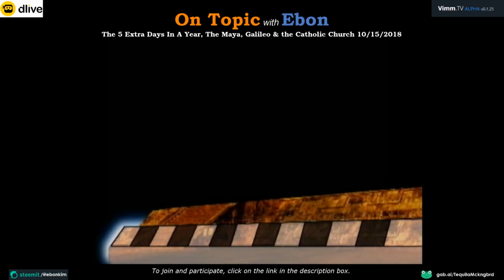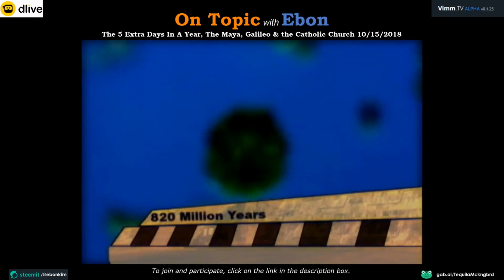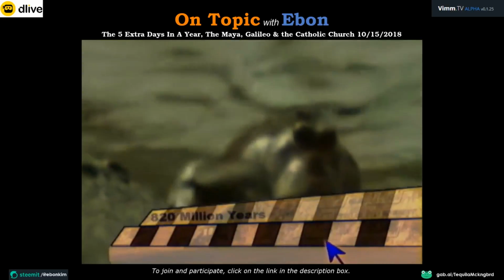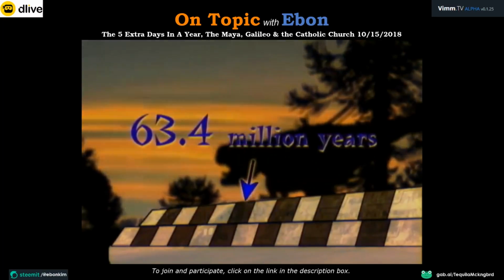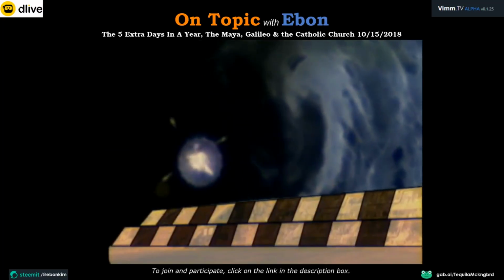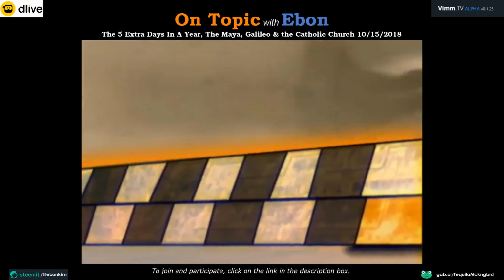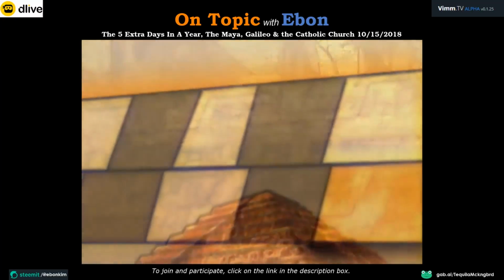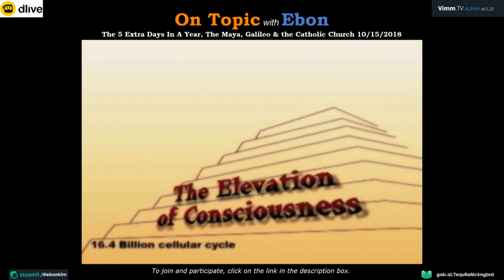The very next cycle started 820 million years ago, and it started going through these same 13 steps. This one was 1.26 billion years each. This one's only 63.4 million years each. This whole cycle fits in that box very comfortably. It's not a coincidence. We're on a schedule. We are on a schedule.